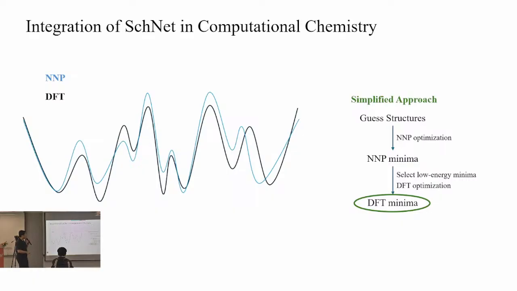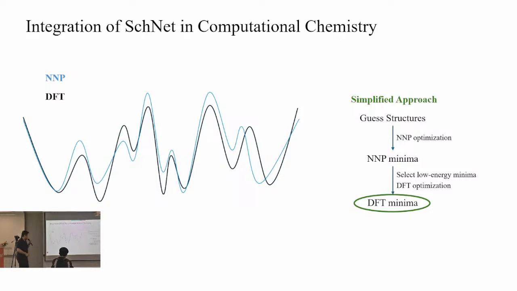So we obtain these local minima. So local minima are those that sit at the bottom of each well. And then when we get that ensemble of NNP minima, then we can just select a few of them, which we call candidate structures. And those are the ones that we calculate with DFT.